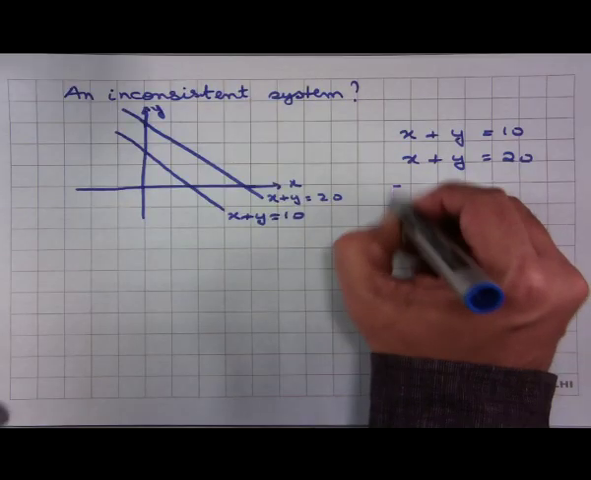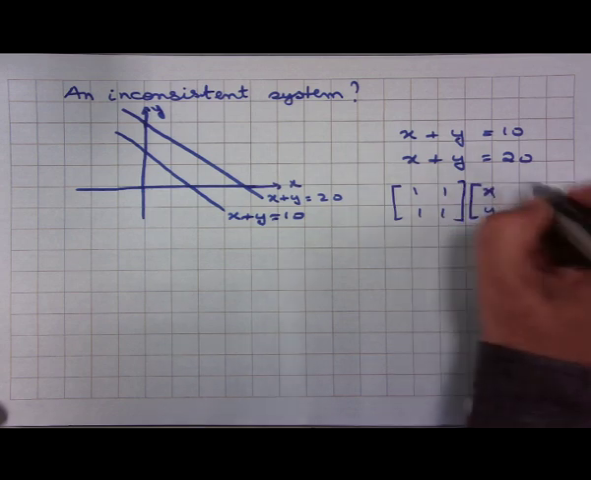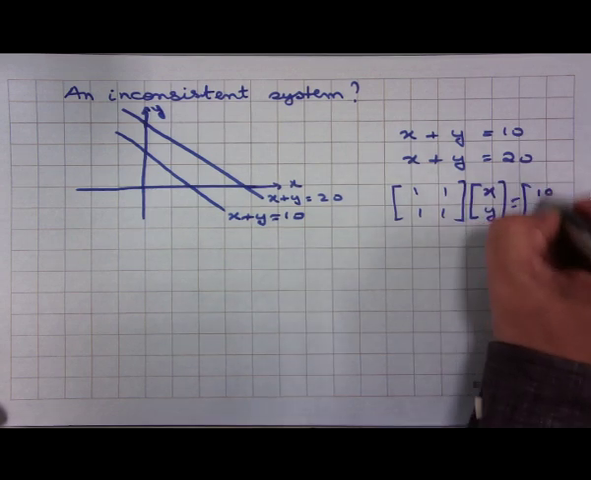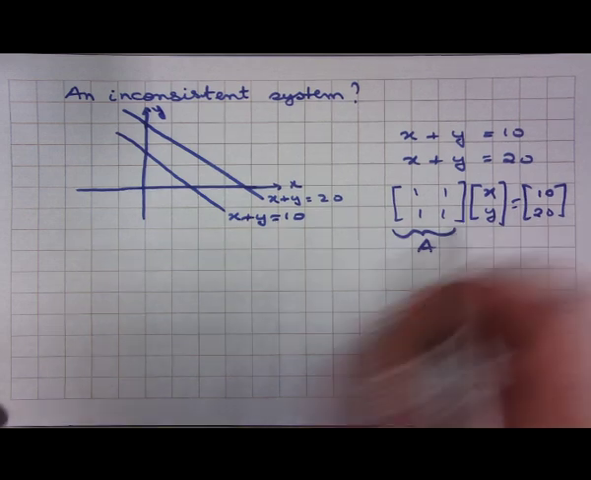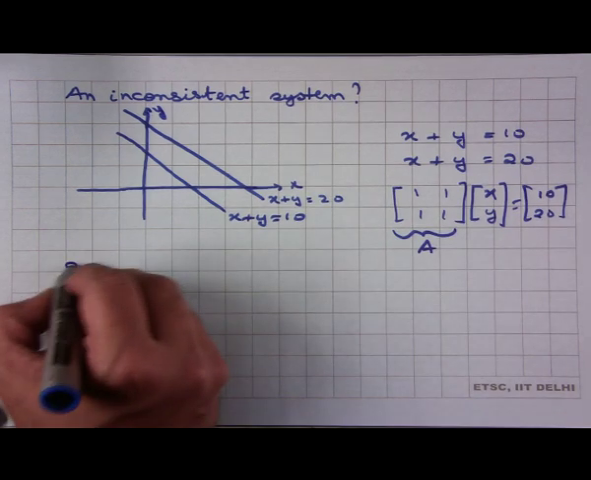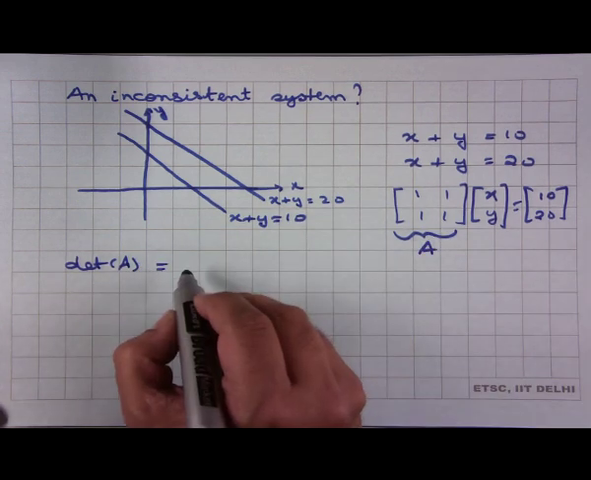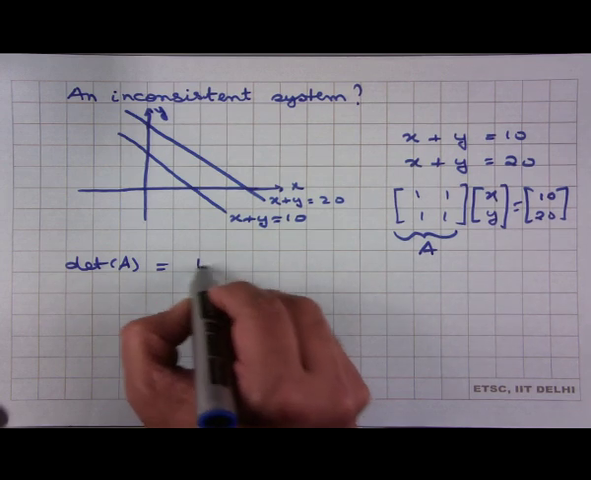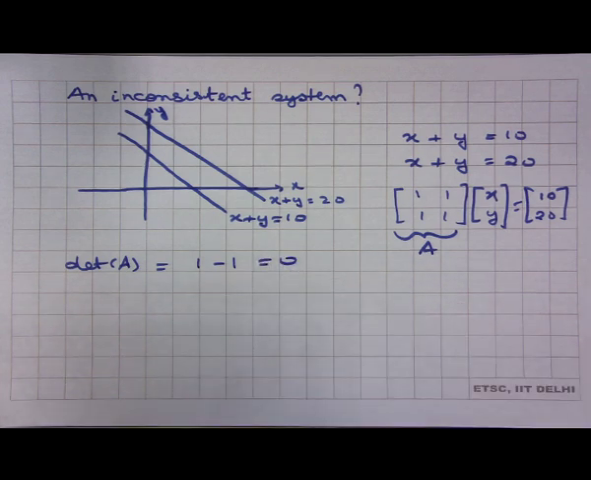So, what we would do then is say, okay, this is something like the matrix [1 1; 1 1] times [x; y] equal to [10; 20], and we want to know whether this system is singular or not. So, first calculate the determinant. The determinant of A is 1 minus 1, so that is 0. So, clearly we cannot construct a solution like before in terms of A inverse times B.